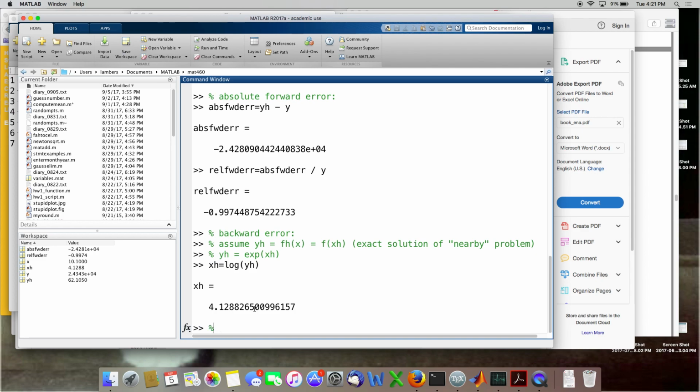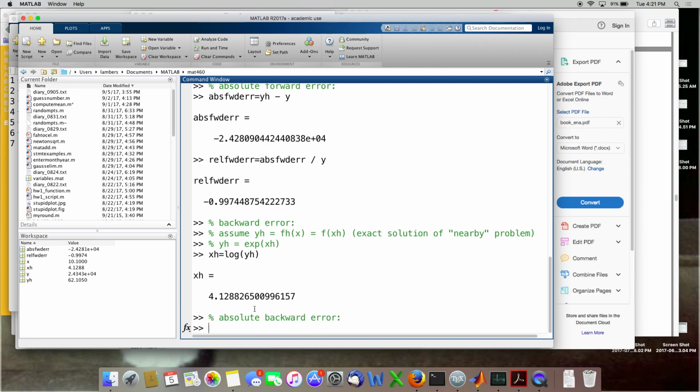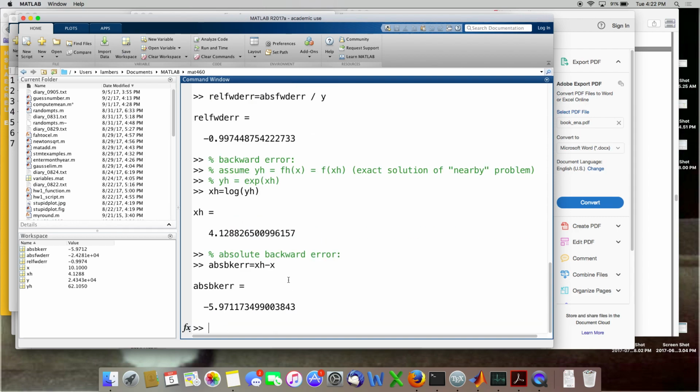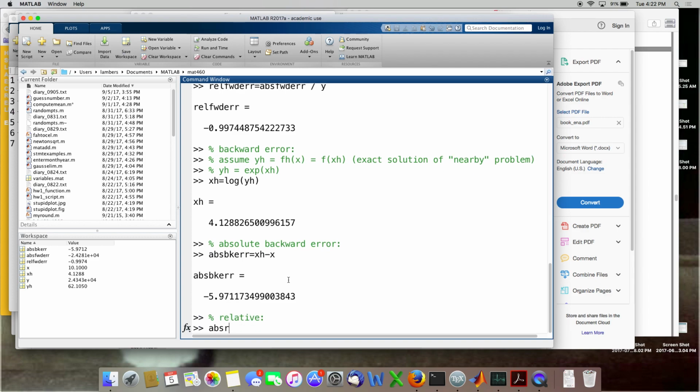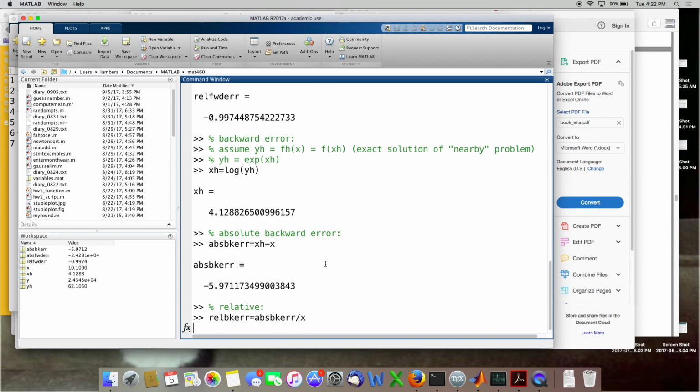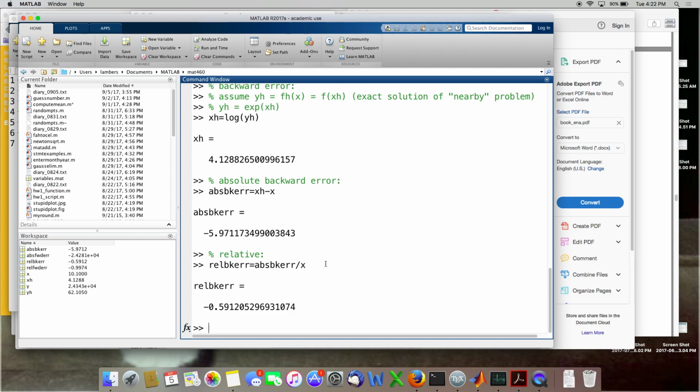But now we can compute backward error. So absolute backward error, and this is how I'll abbreviate it. So that would be the x hat minus x. Okay, and then relative backward error, that would be the absolute backward error divided by the exact value of exact x. Okay. So now that we have forward and backward errors, both absolute and relative, we can determine condition numbers.